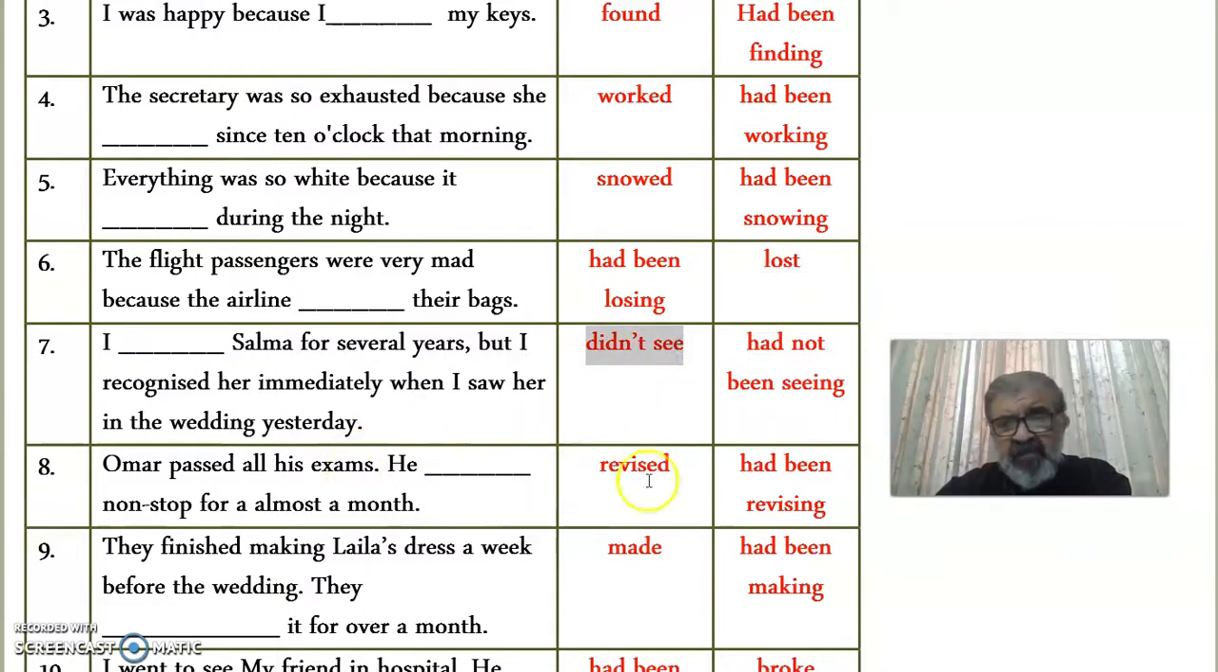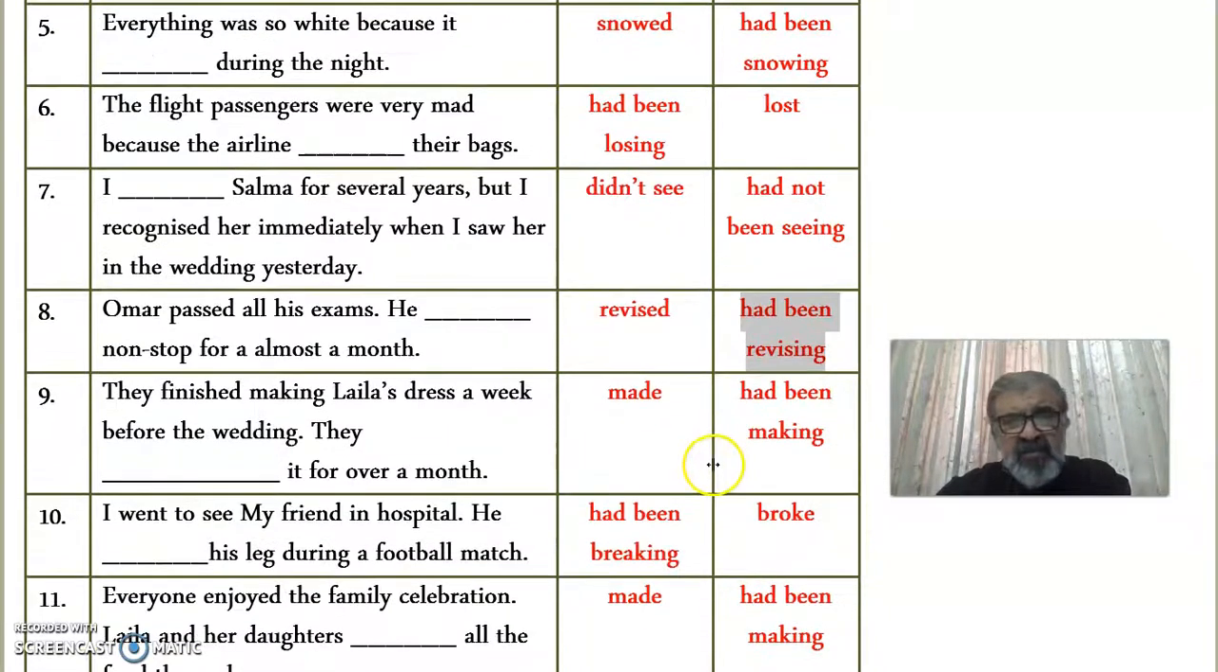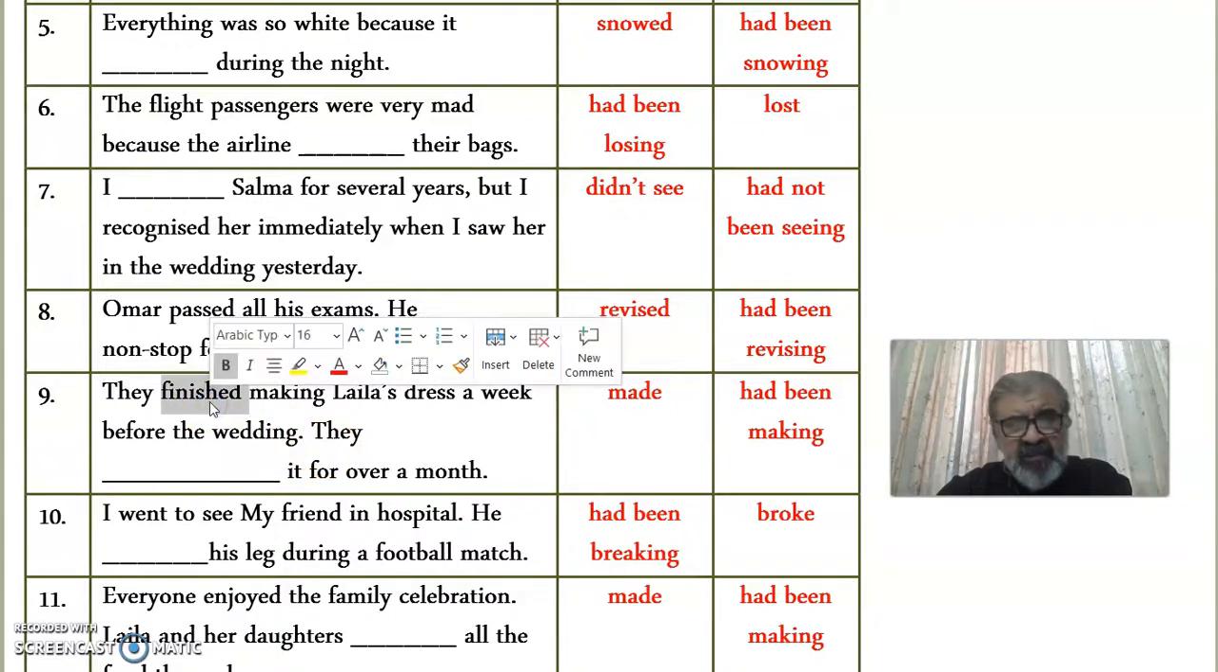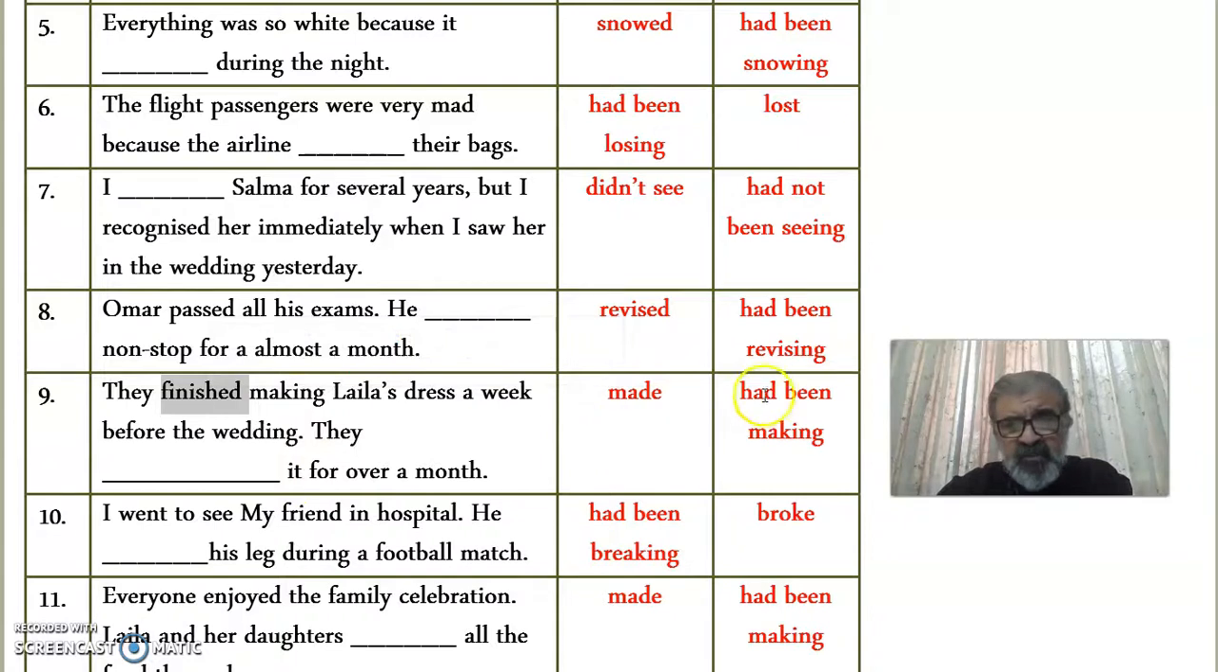Omar passed all exams because he had been revising. That's a past perfect continuous, action 1. They finished a week before the wedding. This is past simple, and this is action 2. So this is action 1, had been making. Our answer is had been making.